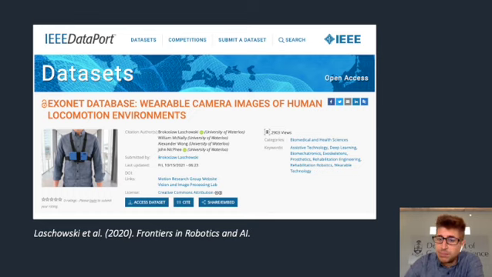And we also uploaded the ExoNet dataset to IEEE Dataport, including the annotations, and made the dataset publicly available to the research community. And so if you're interested to learn more about ExoNet, then please check out our Frontiers in Robotics and AI paper.